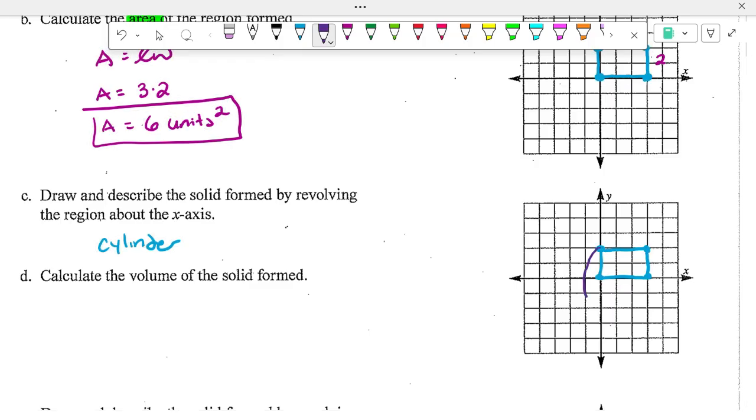So you got circle goes that. Let me connect the lines here and here. So there's your cylinder. So I rotate that rectangle over the x-axis and it creates that cylinder.